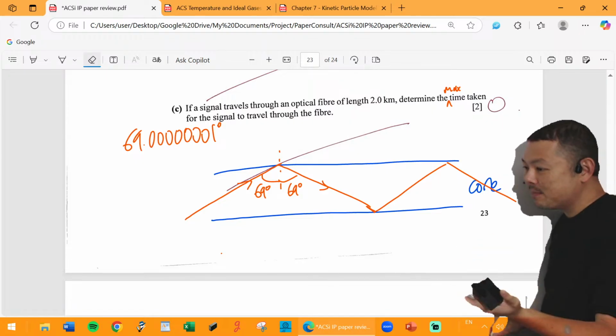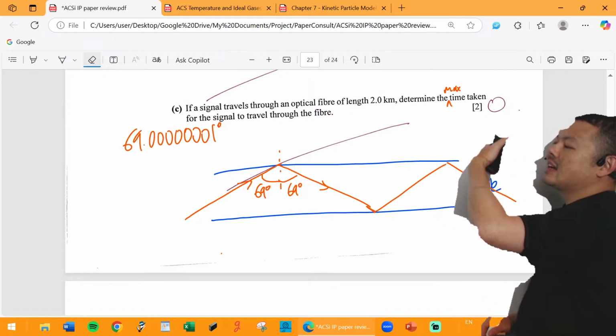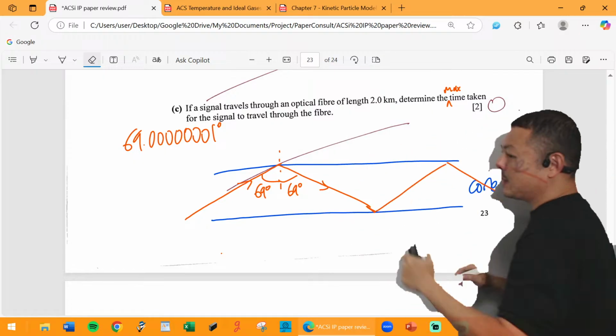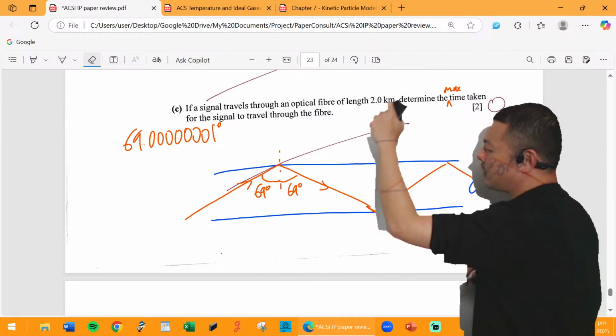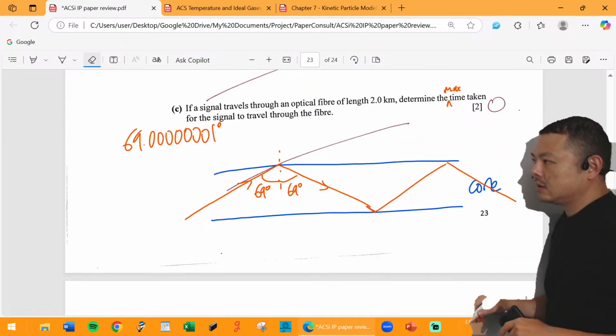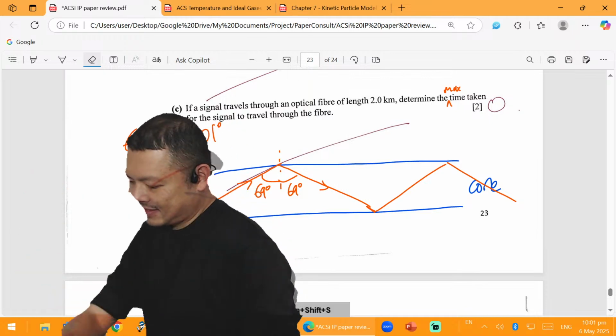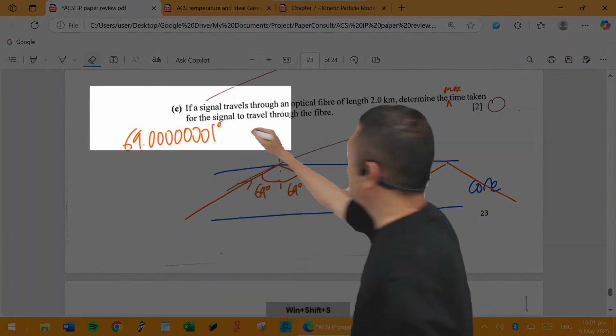Not you, lah. I'm saying the marks team, lah. Okay, anyway. But what if they want maximum time? What if in the end of year exam, they ask you for maximum time? How? Wait, I show you how.